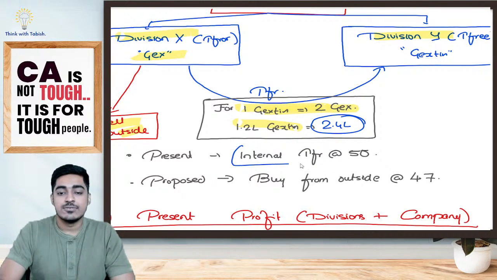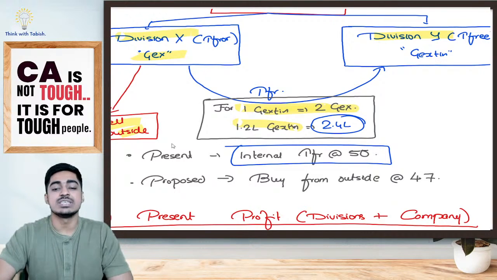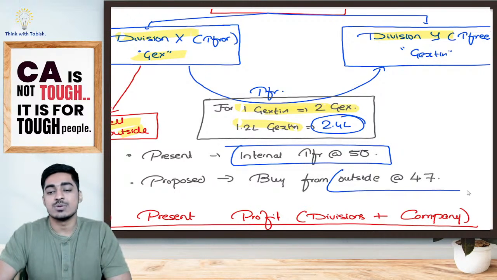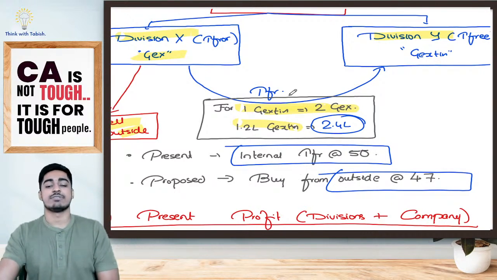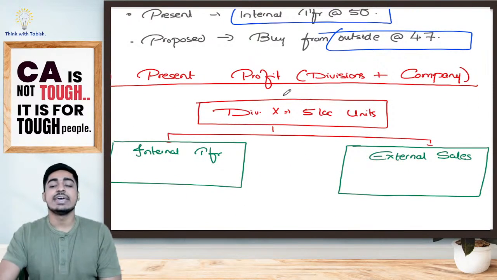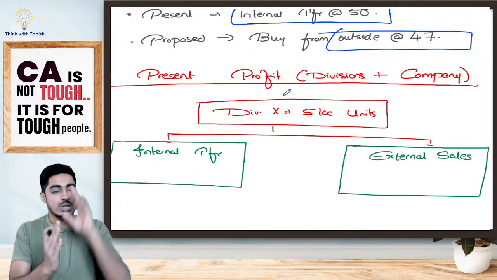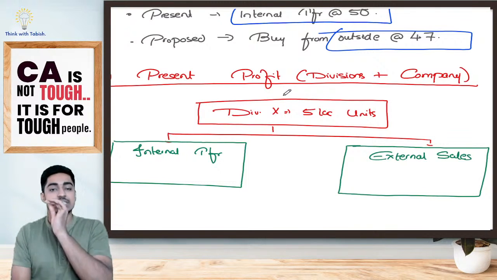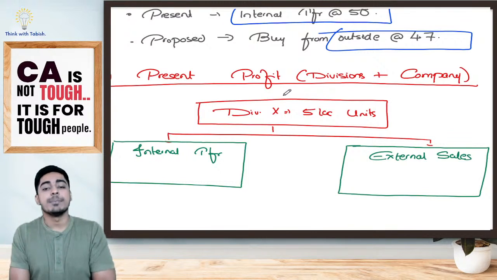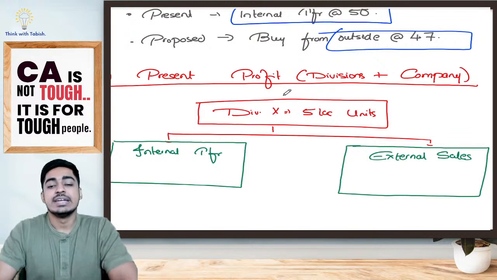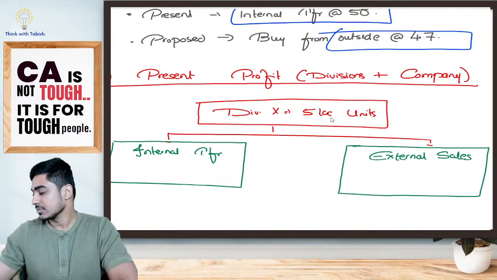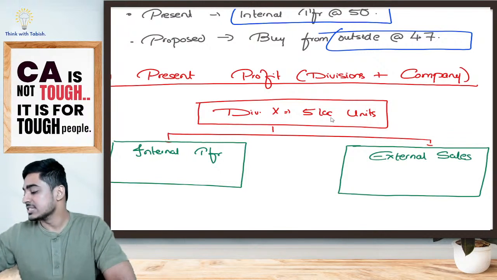At present, we are transferring internally at 50 rupees, but there is a proposal that an outside supplier will give it to us at 47. What do we need to calculate? First part, at present, when the internal transfer is happening, what is the profit of the division of the company? Look at division X. What is the capacity of division X? How many units can division X produce and sell?